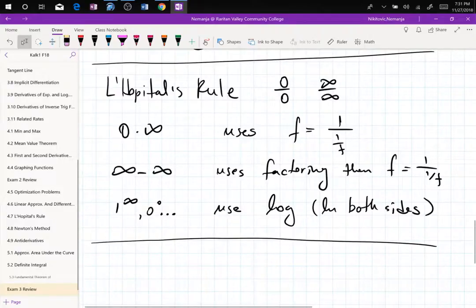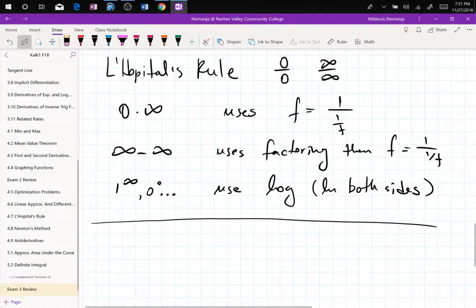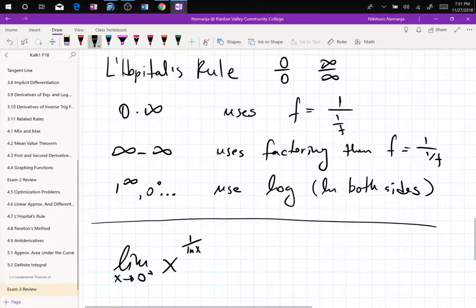Okay, how about, so you see this, try the limit of x raised to the 1 over ln x as x goes to 0 from the right. This is a really cool question. This is a really cool question.